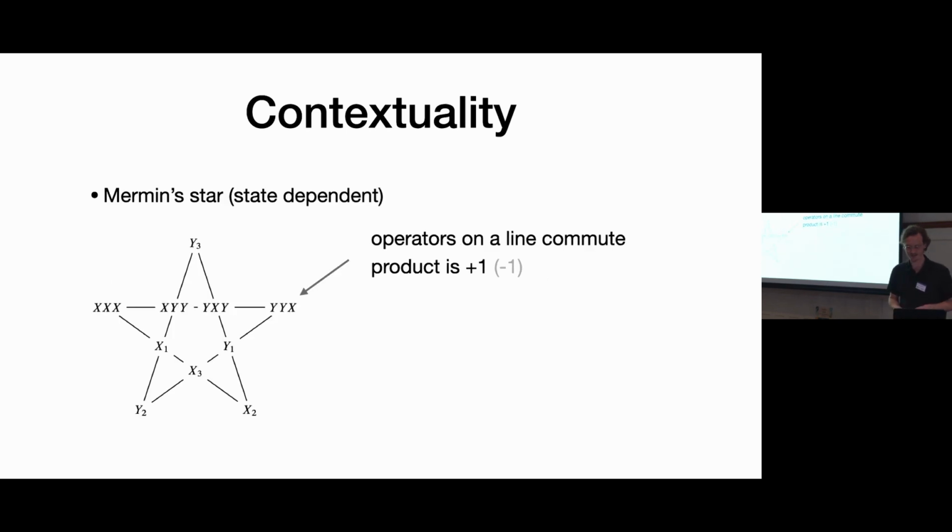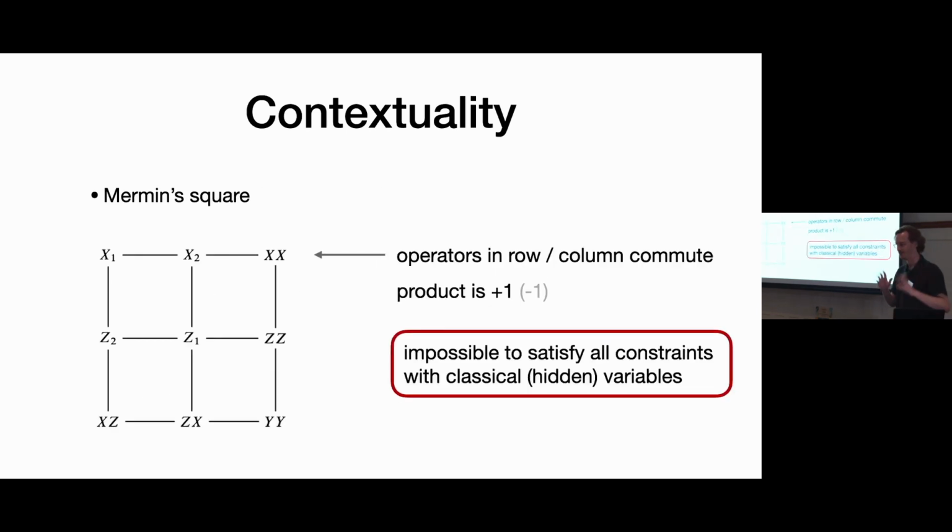Okay, so it's a neat little way of visualizing this, one reason why it's impossible to have hidden variables describe these measurement outcomes.